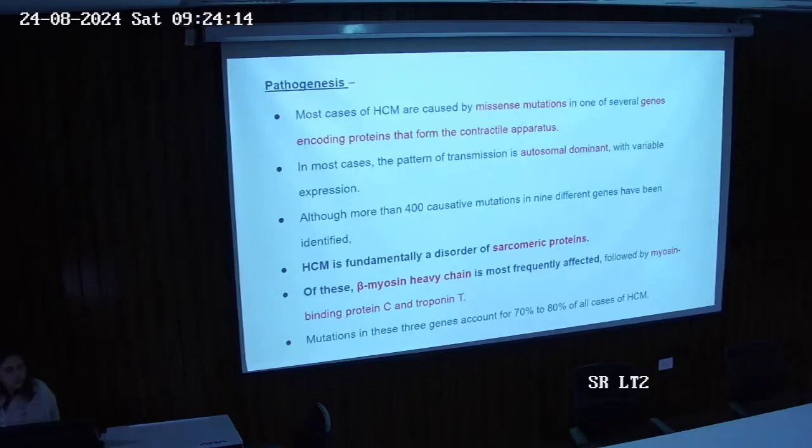Now, another buzzword that you have to remember here is beta-myosin heavy chain. This is what is most frequently affected in hypertrophic cardiomyopathy. Another NEET question. These are all buzzwords. Mutation in these three genes, that is beta-myosin heavy chain, myosin binding protein C, and troponin T, account for 70 to 80% of all cases of hypertrophic cardiomyopathy.